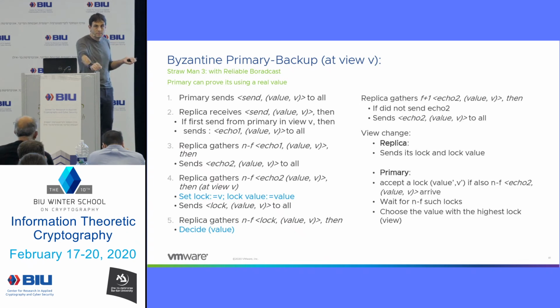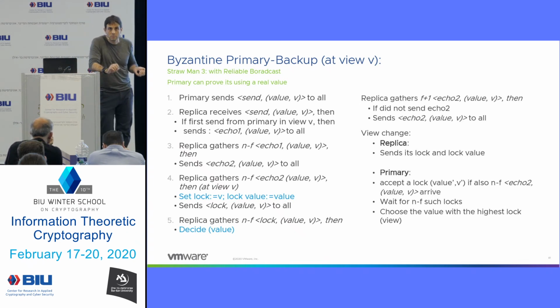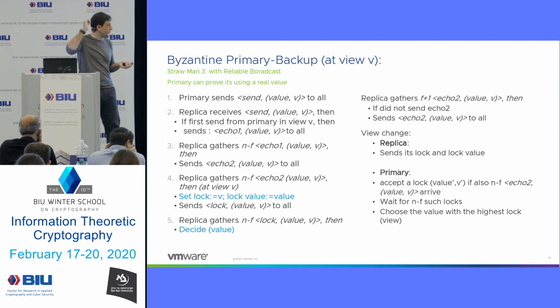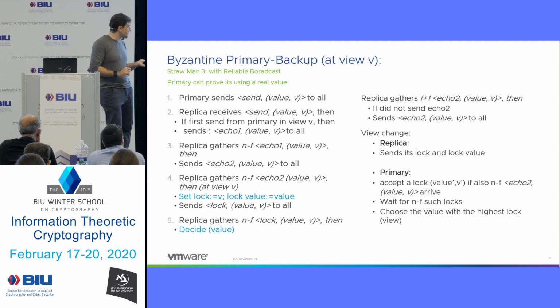Yes? No, this is n minus f for echo 2. This n minus f is the non-equivocation. Remember, that's what we did. Yeah. So here is kind of the new thing that happens.